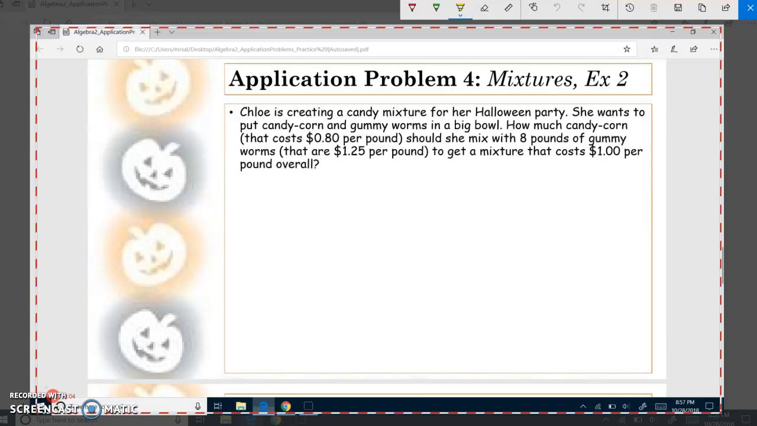So this problem says, Chloe is creating a candy mixture for her Halloween party. She wants to put candy corn and gummy worms in a big bowl. How much candy corn, that costs 80 cents per pound, should she mix with 8 pounds of gummy worms that are $1.25 per pound to get a mixture that costs $1 per pound overall?